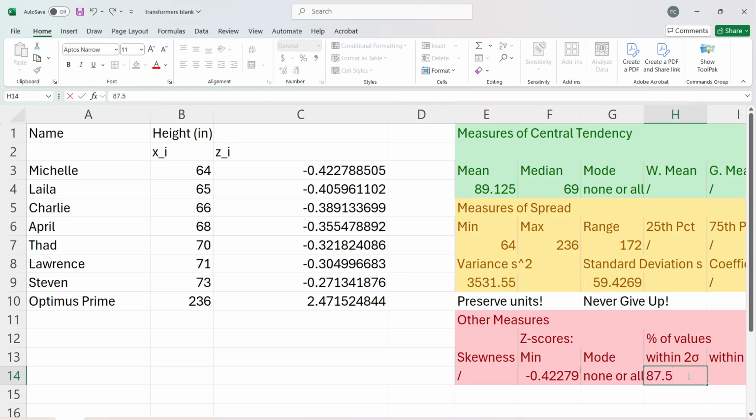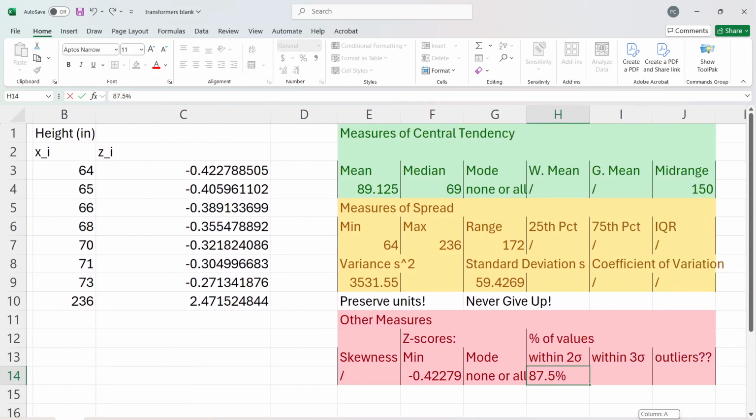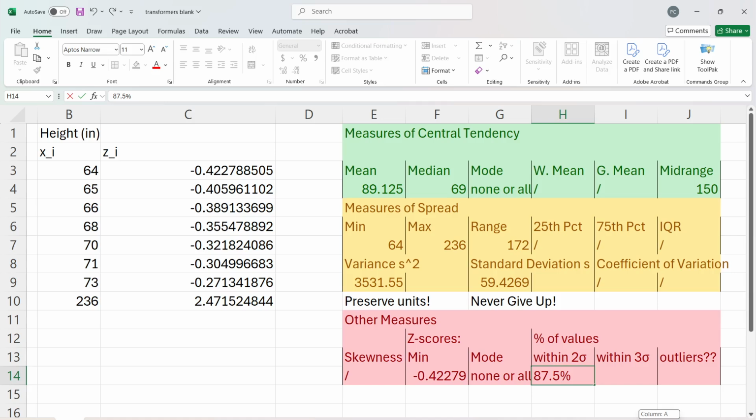Because I say how many are within 2 standard deviations: 87.5% of observations. Fair enough. Chebyshev says that it's got to be at least 75%. In this case, it's 87.5%. And if I go to how much of the data is within 3 standard deviations of the mean, Chebyshev's theorem says that no more than 1/9 of the observations could be farther than that far out.